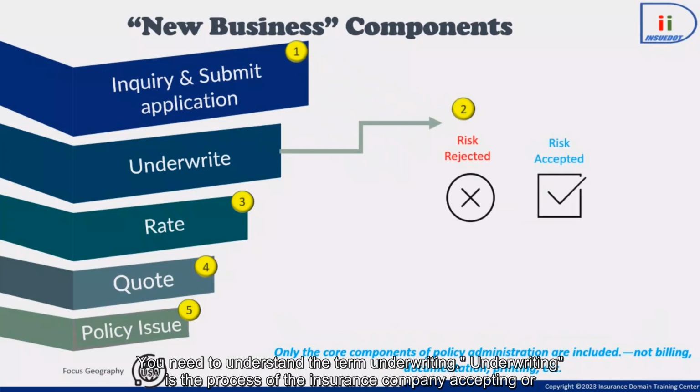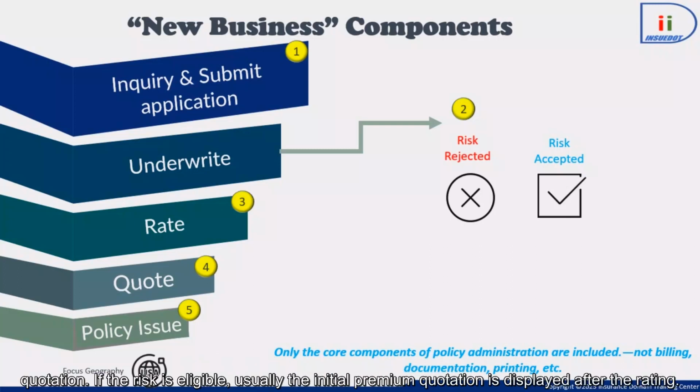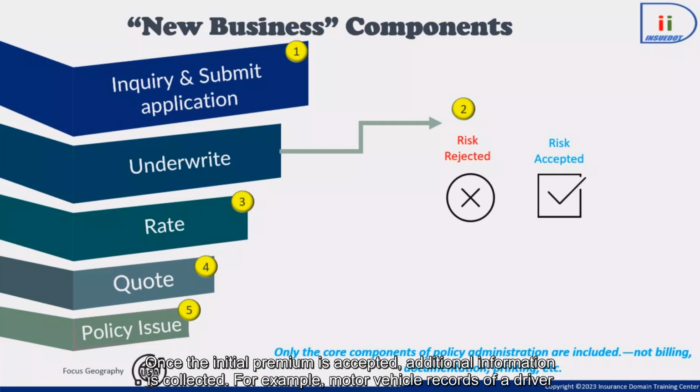You need to understand the term underwriting. Underwriting is the process of the insurance company accepting or rejecting a risk. When an application is submitted, initially the eligibility criteria are checked for the initial quotation. If the risk is eligible, usually the initial premium quotation is displayed after the rating. Once the initial premium is accepted, additional information is collected.